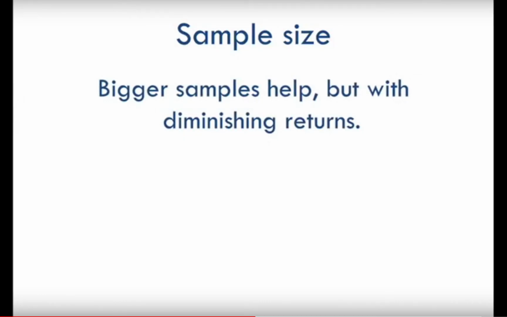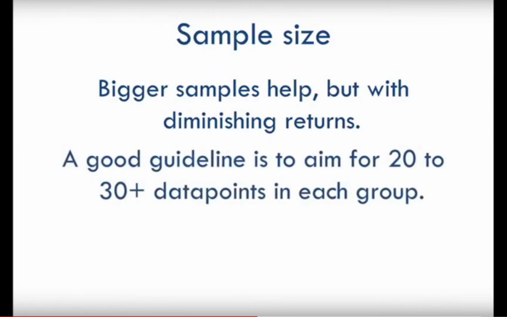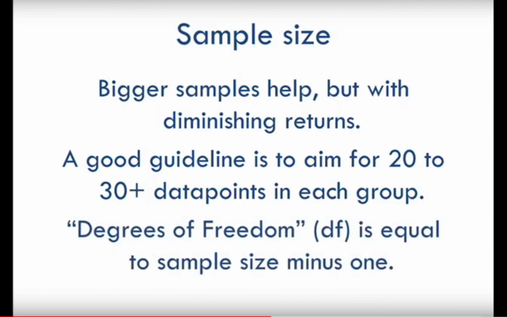A good guideline is to try and have at least 20 to 30 data points in each group. If your sample is too small, you may not have the statistical power to detect differences that really are there. Sample size is represented through a number called the degrees of freedom. For t-tests, the df is the sample size minus 1.